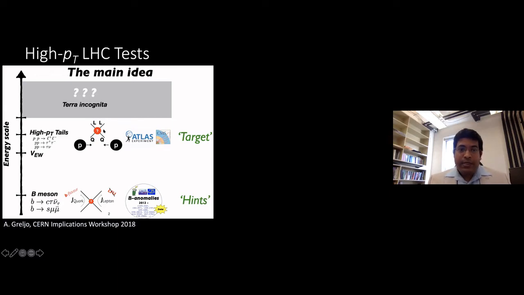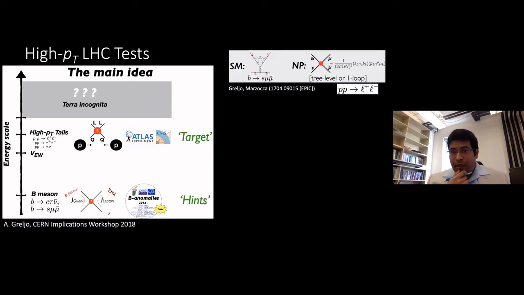So this gives us an independent way to test these B anomalies in high PT experiments at ATLAS and CMS. This is something that's very interesting. Let me discuss a little bit more about it. If you have, for example, this B→Sμμ operator, in the standard model this comes from this penguin, whereas in the new physics sector it could come from any new physics, but no matter what new physics it is, it will give you this pp→L+L− signature.